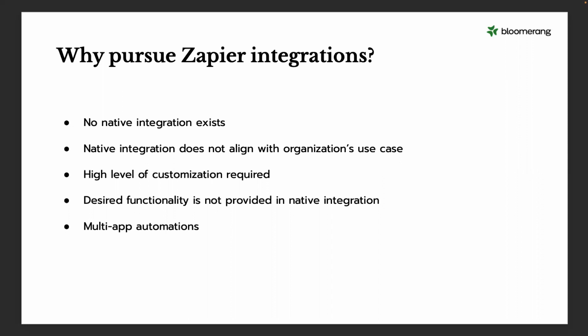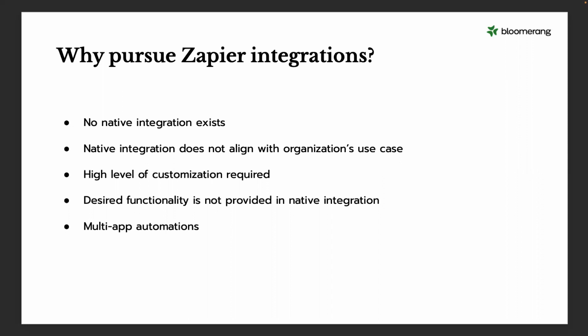Perhaps the desired functionality you're looking for between Bloomerang and the other application is not provided in the native integration. Or you want to set up an automation that strings multiple apps together. It's always a good practice to explore a native integration first, if one exists, and pursue Zapier if a native one doesn't exist or does not align with your use case.